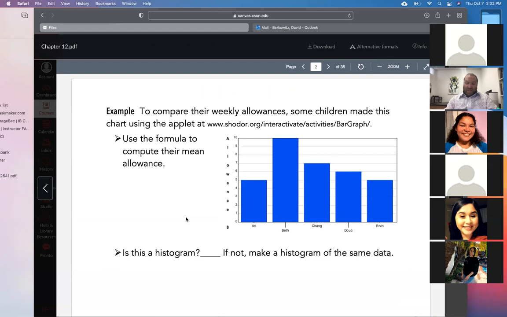Yes. It is not a histogram. It looks like a histogram, but it's not a histogram. It is a bar graph. What's the difference between a histogram and a bar graph?